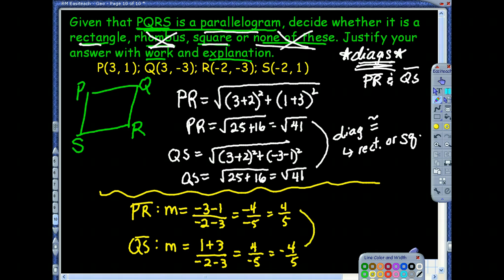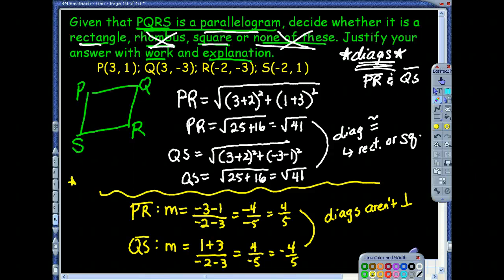We weren't looking for parallel though. We were looking for perpendicular. So we want them to have opposite reciprocal slopes. And those are opposites but not reciprocals. So these basically aren't perpendicular. In order to be perpendicular, one would have to be 4/5, the other would have to be negative 5/4. So don't forget about the reciprocal.